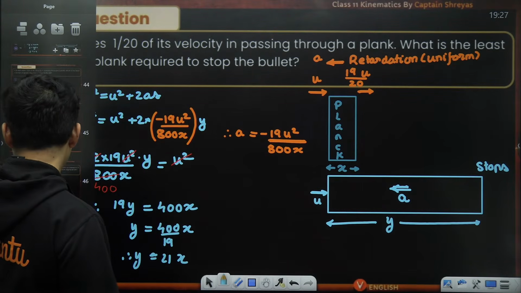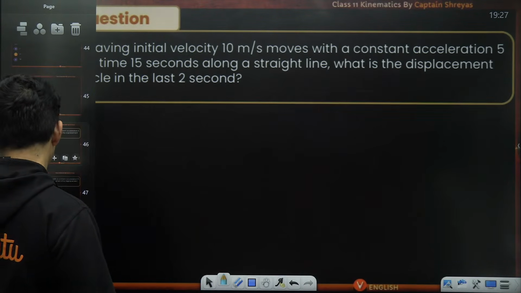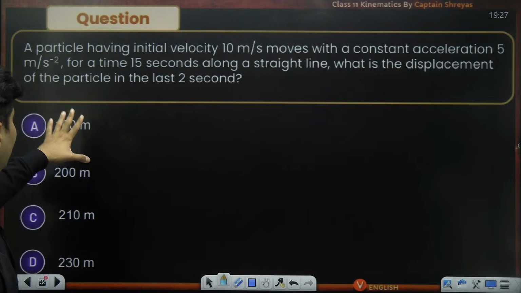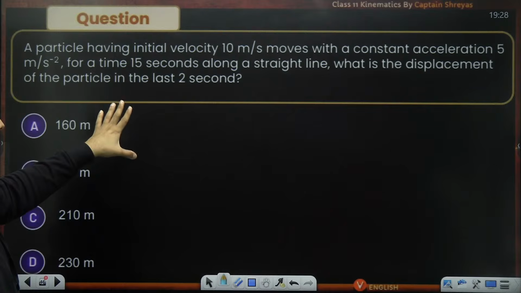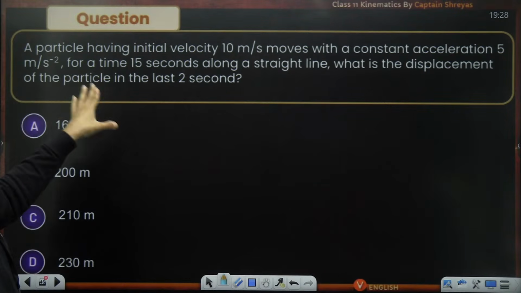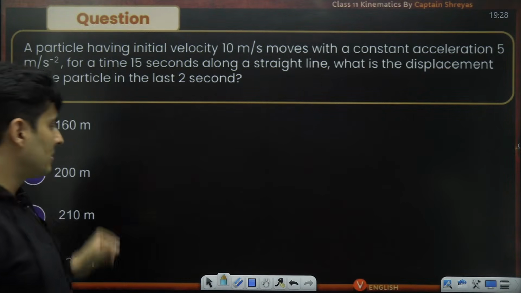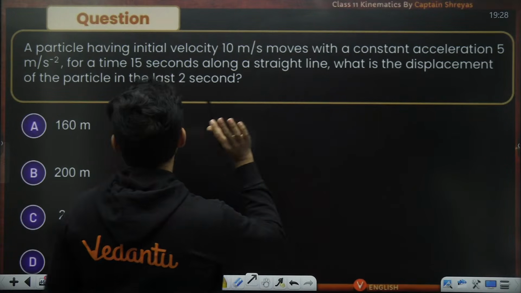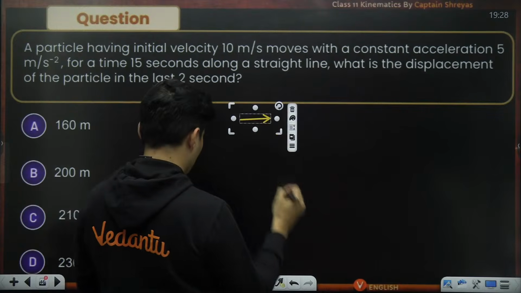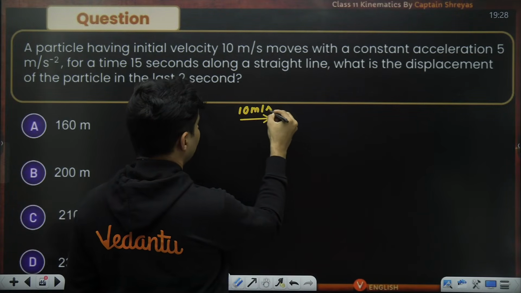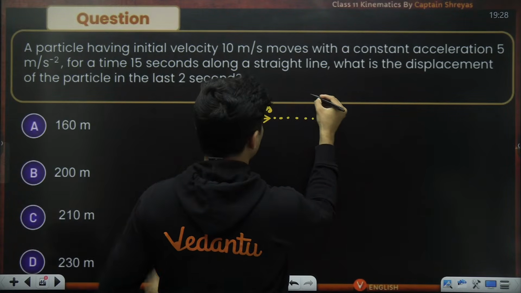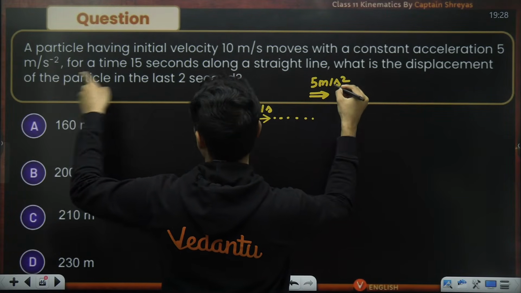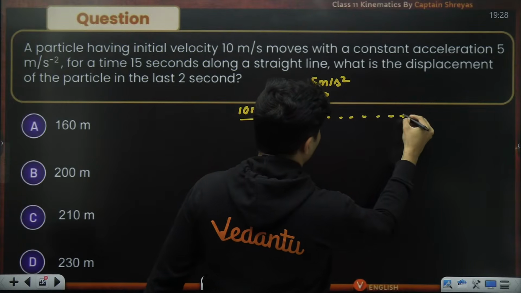Anyways, moving on now to the next question coming up on your screen. There is a particle having a certain speed and constant acceleration, moving for 15 seconds in a straight line. What is the displacement in the last 2 seconds? Displacement in the last 2 seconds is the question. Having some initial speed, let me show the initial speed as 10 meters per second. And acceleration is also there. How much? 5 meters per second square.